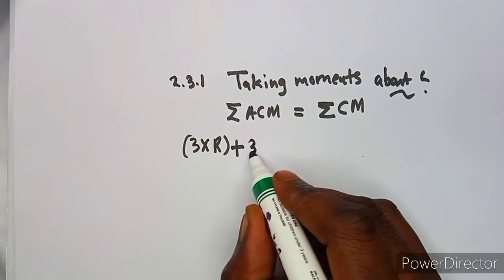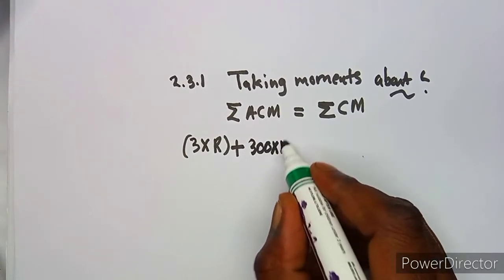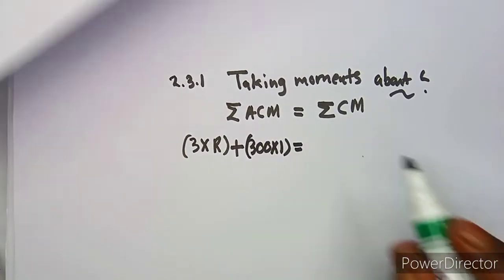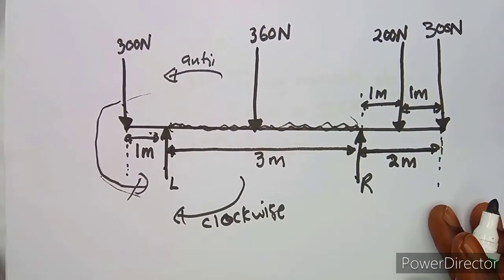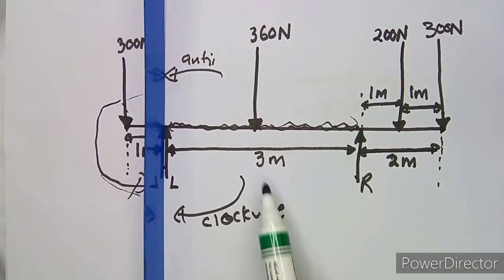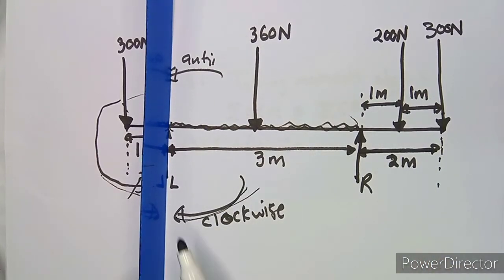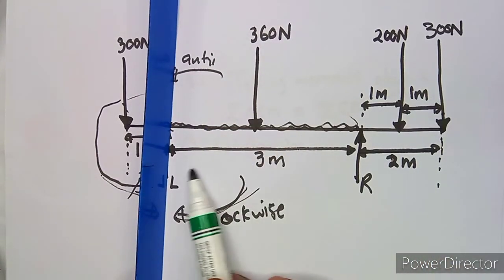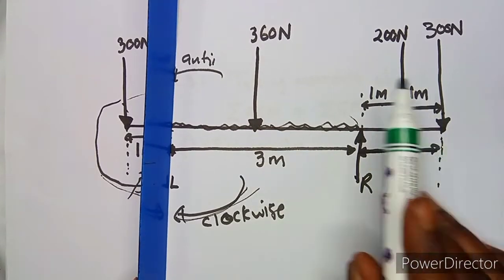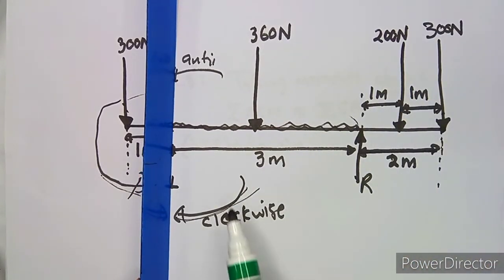Okay, so it's 300 times 1. Then we are going to move to the clockwise now. So the clockwise, if you are to cross-check, all these forces, they are moving in this direction, and this direction is the one that we said clockwise. So this one is moving clockwise. So all these, we are just going to take them in the clockwise.